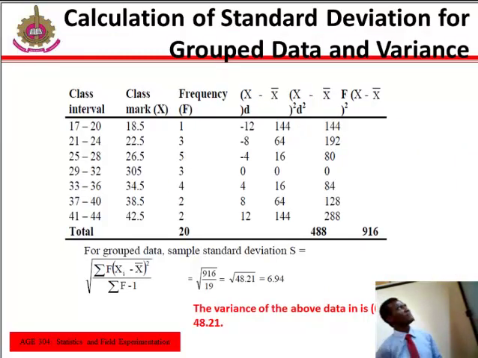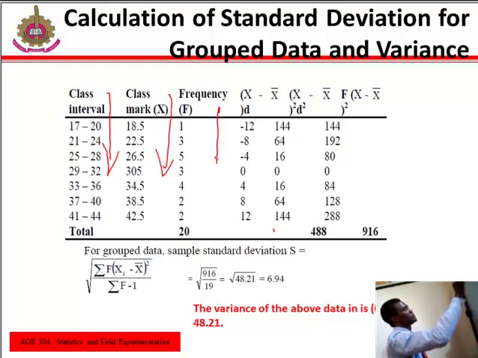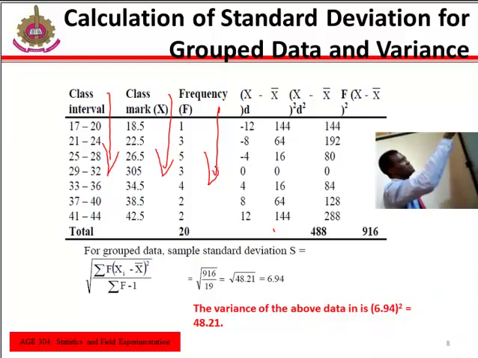Now, calculation of standard deviation for grouped data, and by extension, the calculation of variance. Let's look at the table that we have on the board. It is the previous table that we have been making use of. So we have the class interval, the class mark, the frequency. We have the observation minus the mean value column, the square of the observation minus the mean value, and then the observation minus the mean value multiplied by the frequency, that is f times d.